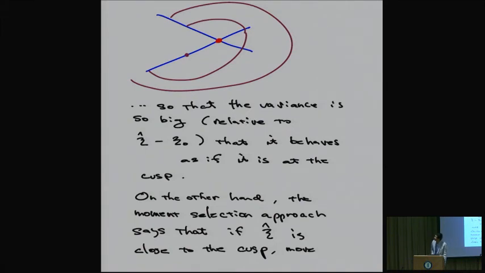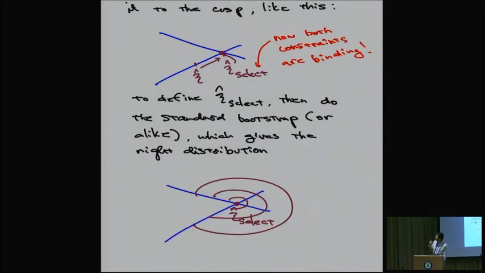Okay, so one thing you can do is subsampling, and what subsampling does is artificially inflate the variance so that even though the estimated purple dot is a little bit away from the cusp, since you are making the variance artificially big, it almost starts looking like the red dot is at the cusp. So that's how it works. Or moment selection people would say that, well, in this case, if eta hat is close to any cusp, then move it there and bootstrap from there.